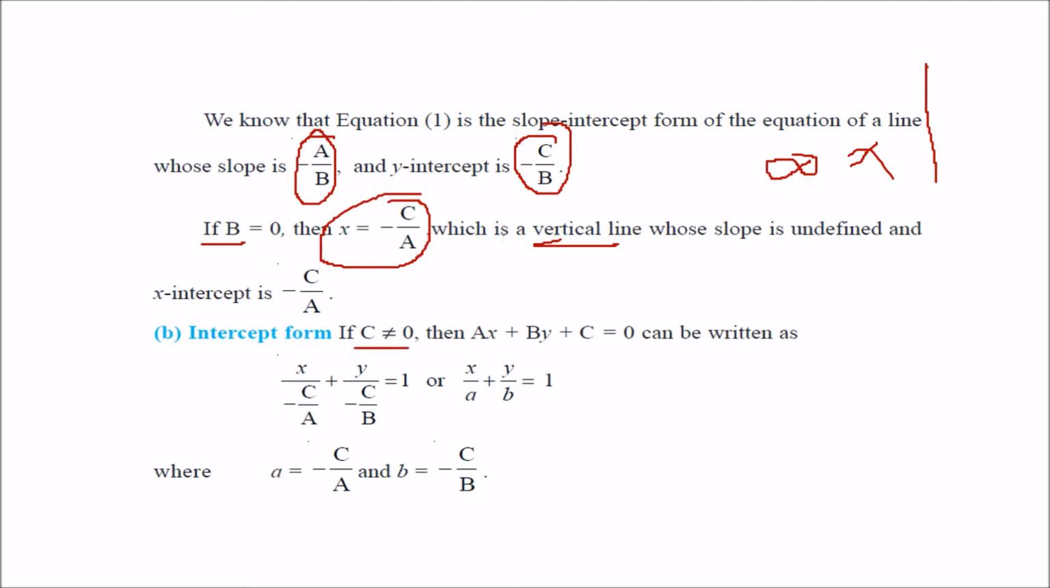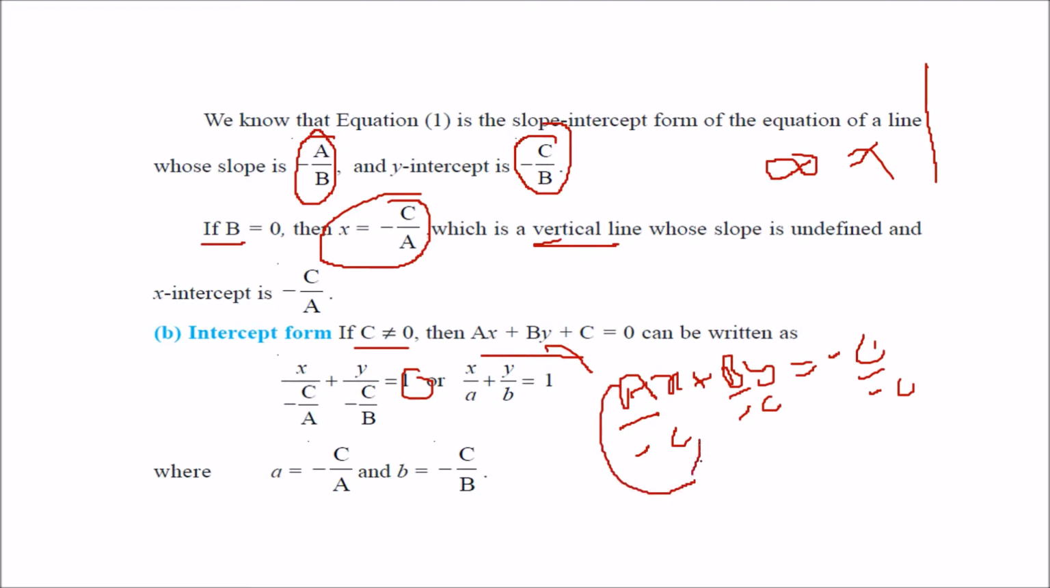Just consider that C is not equal to 0. I'll show you how we can write this. This can be written as Ax + By = minus C. Now divide both sides by minus C. We get 1 on the right side, and this becomes x by minus C by A plus y by minus C by B, which is equivalent to x by a plus y by b. Here a is the x-intercept, which is minus C by A, and b is the y-intercept, which is minus C by B.